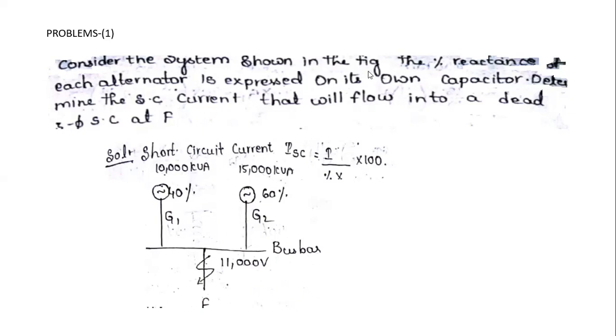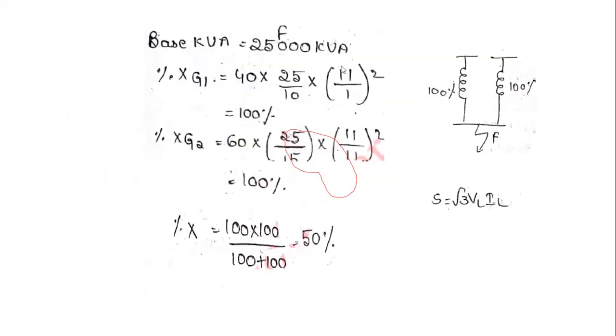First we calculate the short circuit current. What is the formula for short circuit current? ISC is equal to I by percentage X, where I is the current, ISC is the short circuit current and percentage X is the reactance. Therefore ISC is equal to I by percentage reactance into 100. First we calculate the percentage X value. How do we calculate that percentage reactance value?